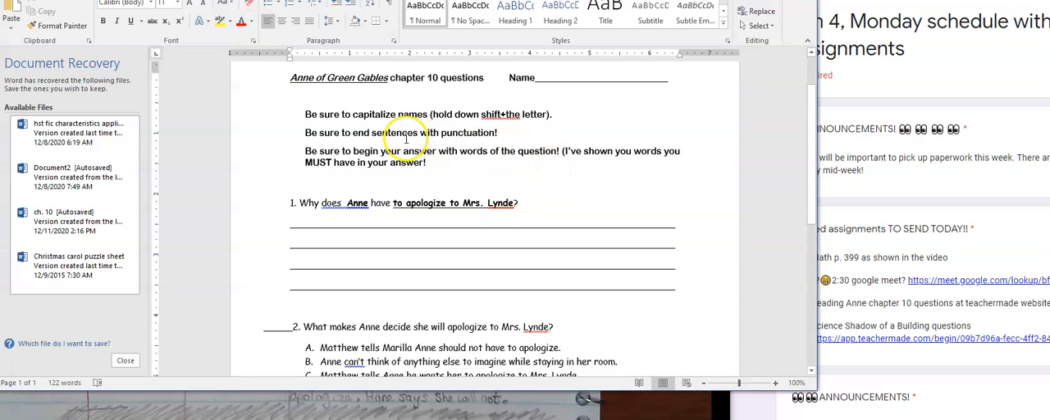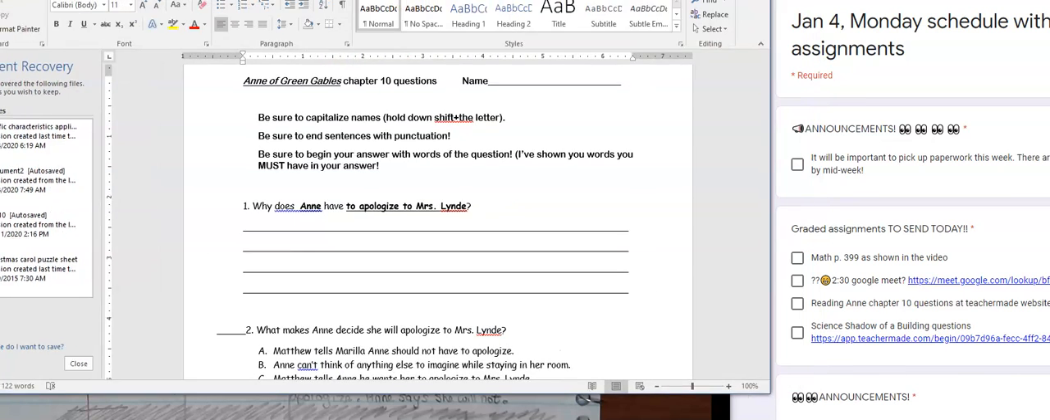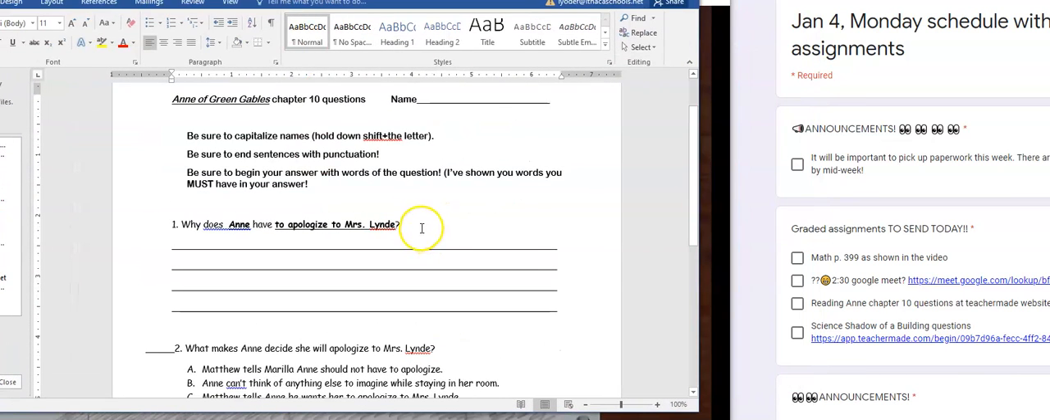As we listen to chapter 10 today, you are going to need to prepare to answer a few questions, just a few basic questions to see if you understand. The questions online are linked up in TeacherMade, so you will have to type the answers. If you prefer to write your answers on paper, you do not need to copy the questions. You do, however, need to still capitalize names. Be sure to end sentences with punctuation. Be sure your answer has words of the question at the beginning.